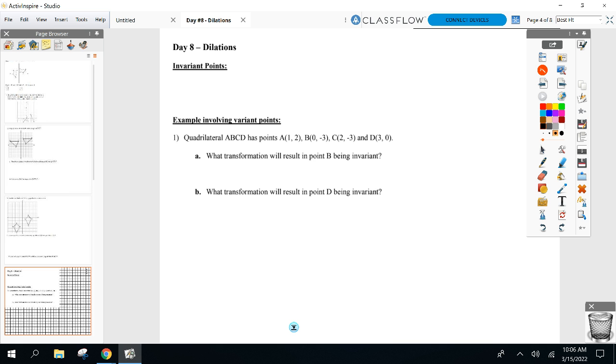Invariant points. So I want you to pretend we got point A, and I ask you to do a reflection, rotation, or translation, and point A prime is in the same spot. A never moves. Okay? We say those points are invariant. So it's a point that does not change position after a transformation.